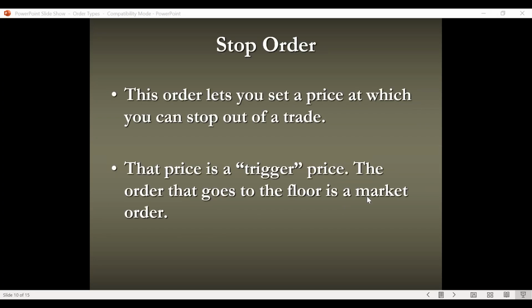All right. Stop order. This order lets you set a price at which you can stop out of a trade. Now, what's important about a stop order is that this price is a trigger price. The order that goes to the floor is going to be a market order.